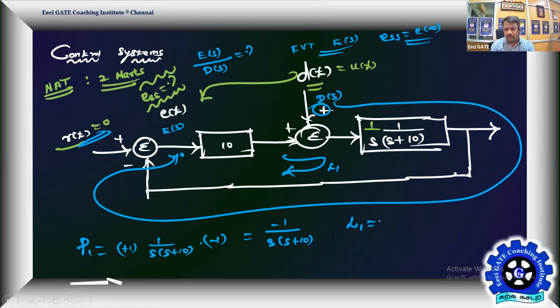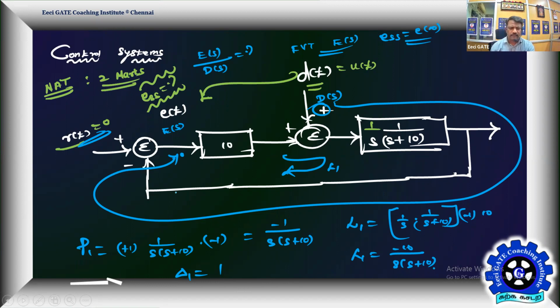Then what's your loop gain? Loop 1, you are starting from the summing point. You travel by this and then travel till the summing point, so L1 will be 1 by S into 1 by S plus 10 into where you are entering -1, then 10 entering +1. So the loop 1, only one loop is available, so -10 by S into S plus 10 will be the loop gain. What about delta 1? Delta 1 as per the gain formula will be 1 because the only available loop is covered by the first forward path. So delta 1 is equal to 1.